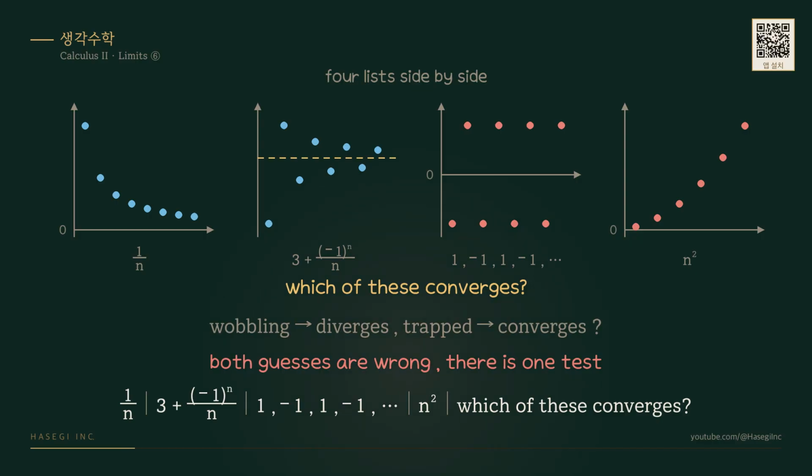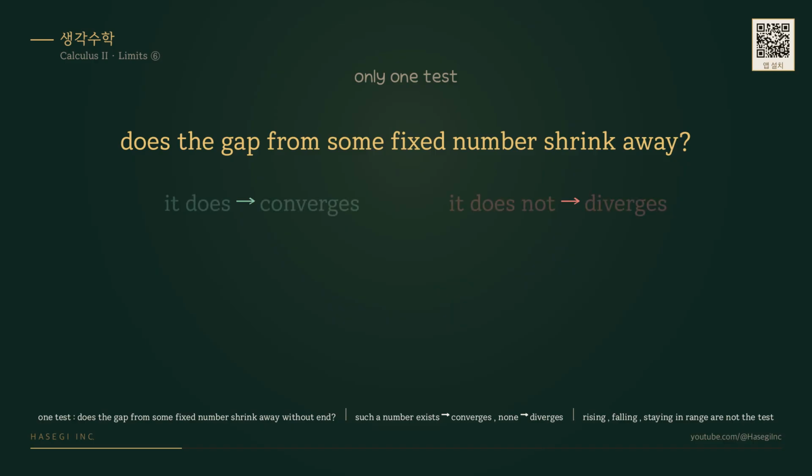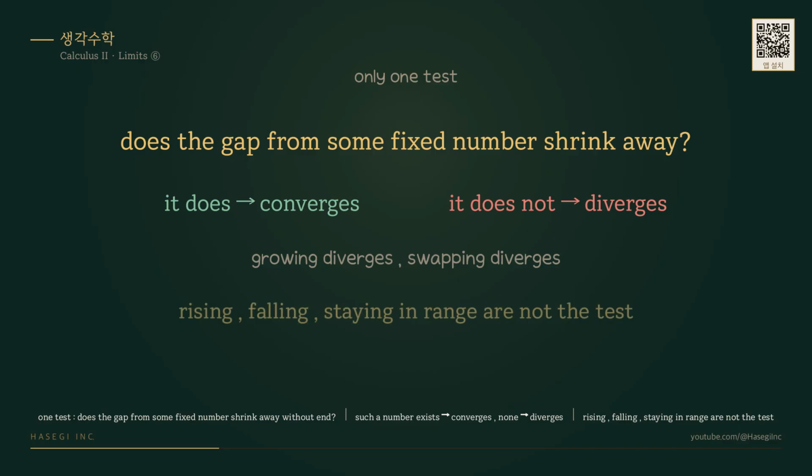There is only one test. The test is whether it closes in on a point. If the gap from some fixed number shrinks away without end, the list converges. If no such number exists, it diverges. Growing is divergence, and swapping back and forth is divergence too. Rising, falling, staying inside a range. None of those is the test.